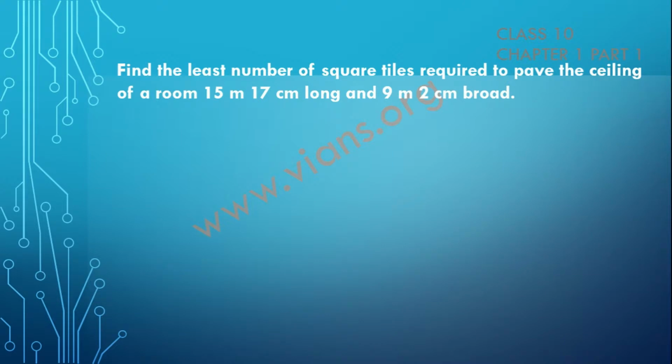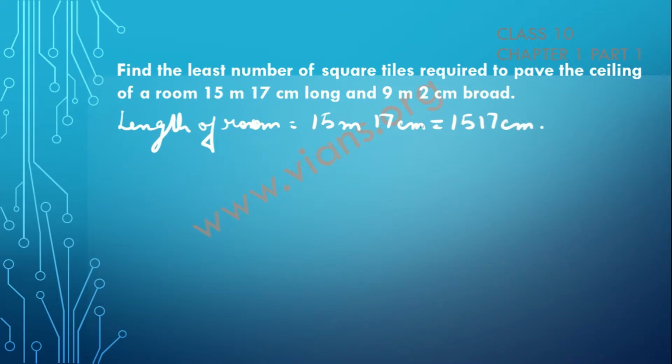All right, so let's try to break this question down. What are they asking you? They've given you a room's length and breadth. So length of room is equal to 15 meter 17 centimeter long, which is nothing but 1517 centimeter. Because you just multiply this by 100, so you're going to get 1500 plus 17, 1517 centimeter.